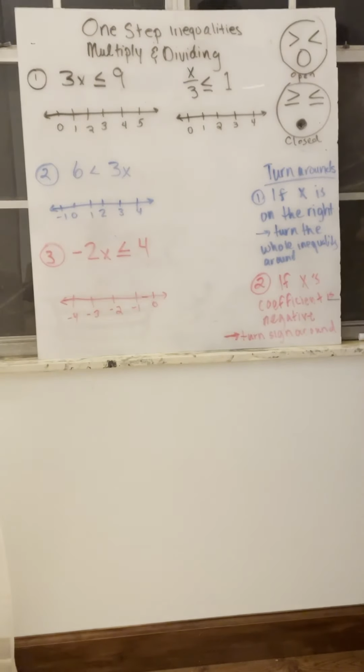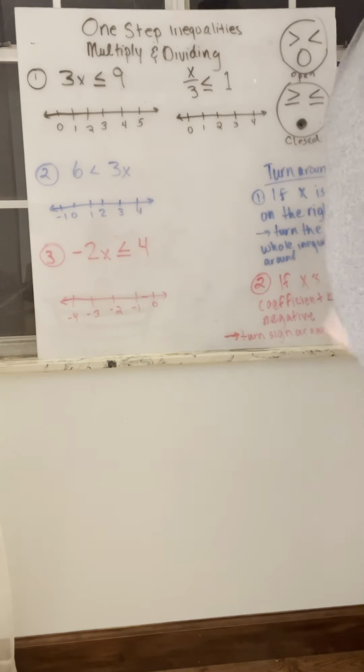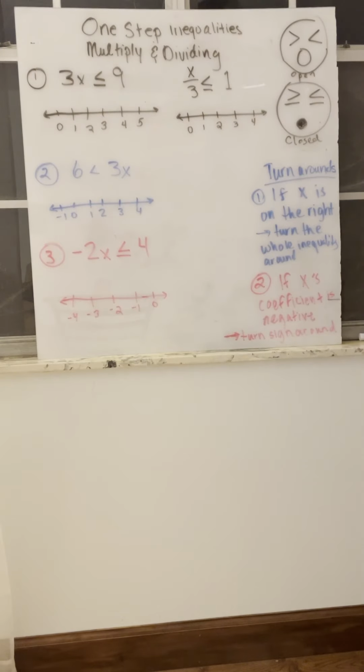So, we started yesterday with adding and subtracting. Today we're moving on. One of the biggest things you need to remember are the turnaround rules. Just to review from yesterday, the first turnaround rule was if the x is on the right side of the inequality sign, you need to turn the whole thing around. And today we're going to learn a second turnaround rule, and that's dealing with negative coefficients. If you don't remember what a coefficient is, it's a number that's standing right next to x, like this 2 right here, or that 3, or that 3. That's also a coefficient.